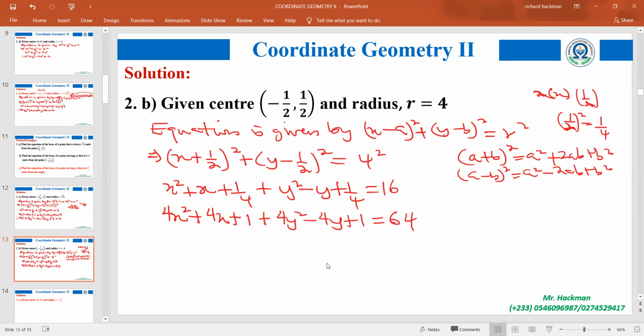I need your response. At this point, we are going to rearrange, combine like terms and move everything to one side. So 4x squared plus 4y squared, then plus your 4x minus 4y. Then you get 1 plus 1, which is 2. Then you move this one to the side. So you are going to get 2 minus 64, which will give us minus 62, and that will be equal to 0. Is that clear?